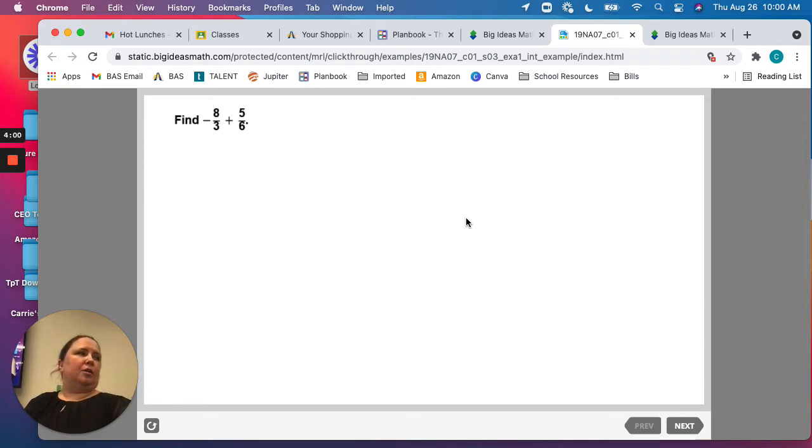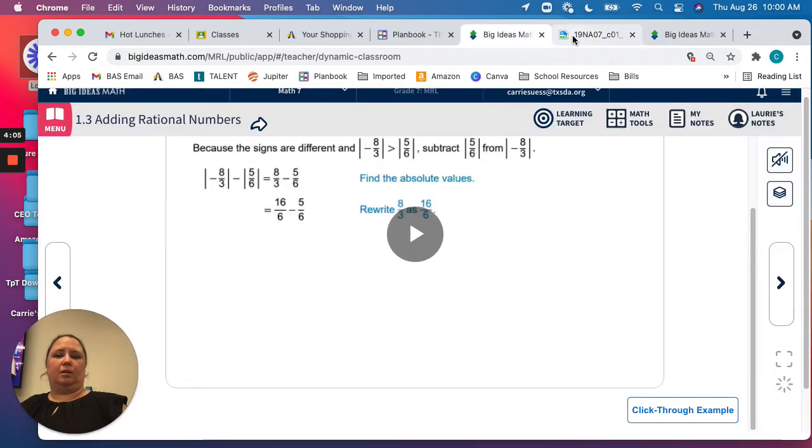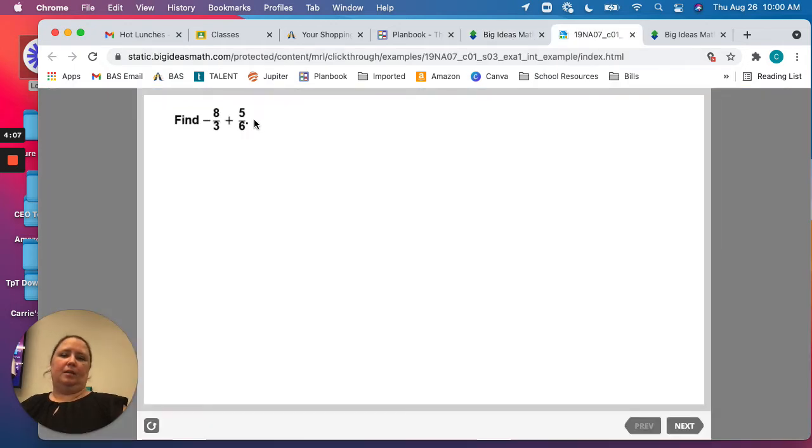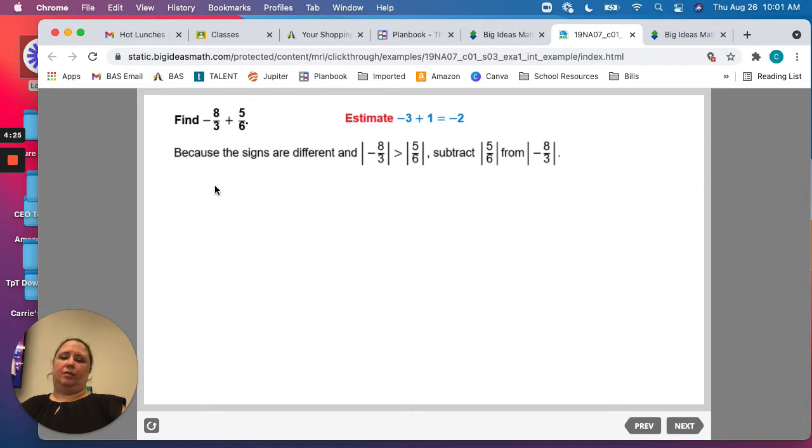So the first thing we're going to do is we are adding rational numbers, yes? Okay? What do you notice first when you look at these two fractions? One's negative, absolutely. So even though this is a negative 8 over 3 plus 5 over 6, we're kind of probably going to flip it and do some subtraction, right? But let's look at this. You don't have to do the estimation.